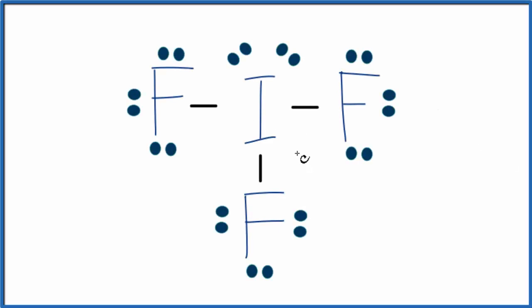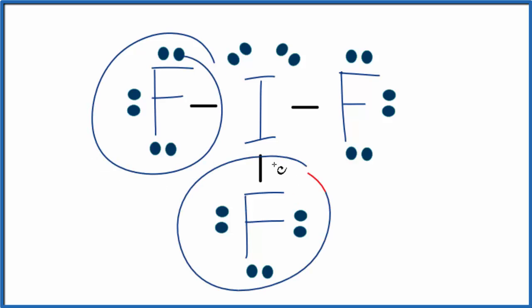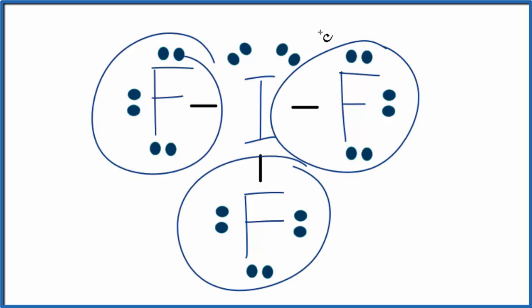In this video, we'll look at the molecular geometry for IF3. So we start out with our Lewis structure, and you'll note we have 3 fluorines. 1, 2, 3. Each one has an octet. And our central iodine, it has more than an octet, but that's okay. Iodine can have an expanded octet. So we have our Lewis structure.